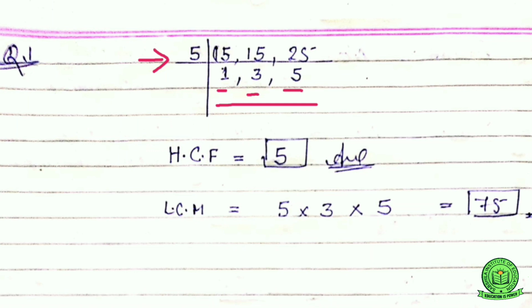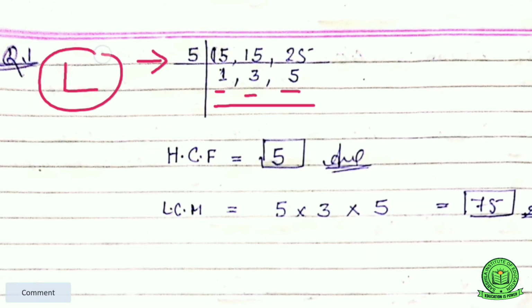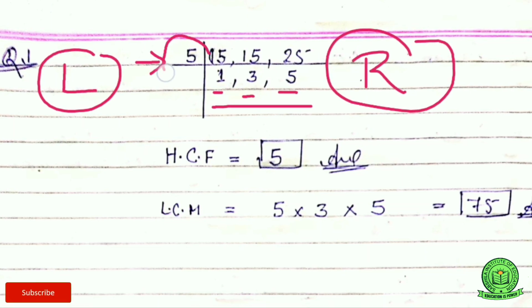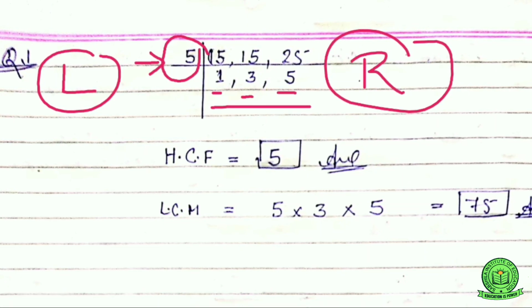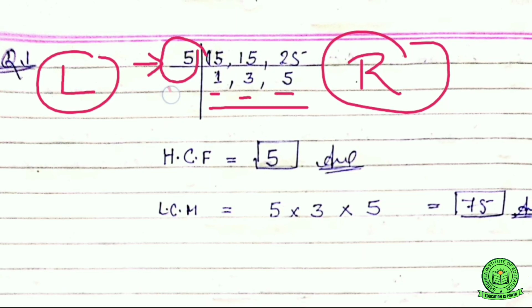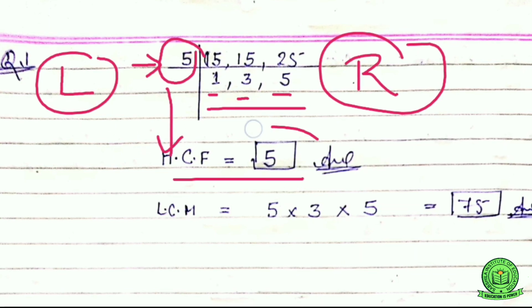So let's see the sides, the left side and the right side. On the left side, what do we have? On the left side we have 5. The left side will always be the HCF. So 5 will be the HCF. Your HCF will be 5.